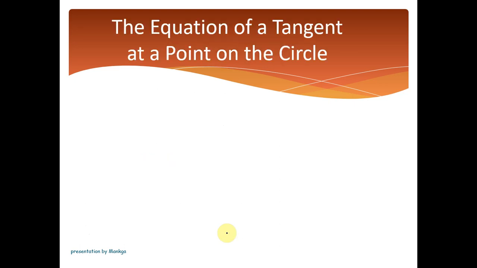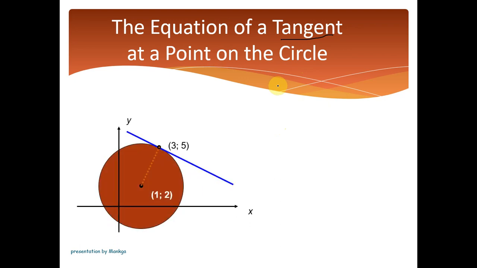Let us go and look at the equation of a tangent at a point on the circle. When we talk about a tangent to a point, it means we are having a circle, and then on that circle, a line that is touching the circumference of the circle once, it will be tangent to that circle. So an example is this one.